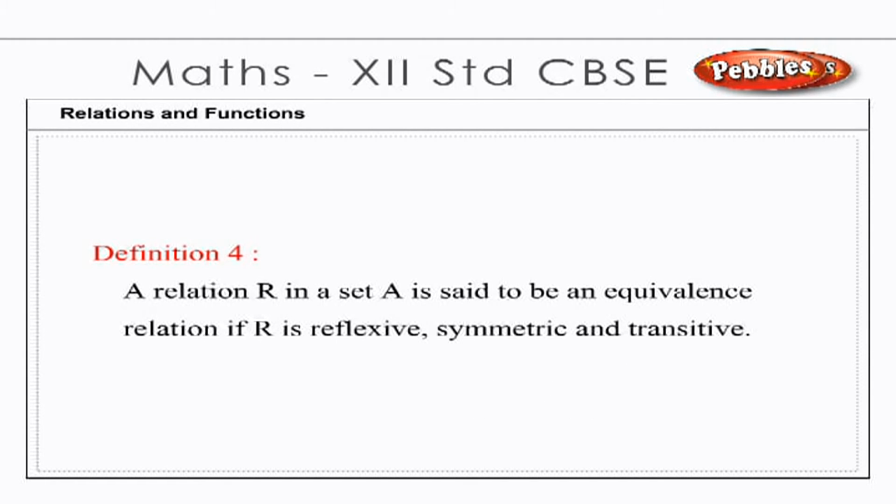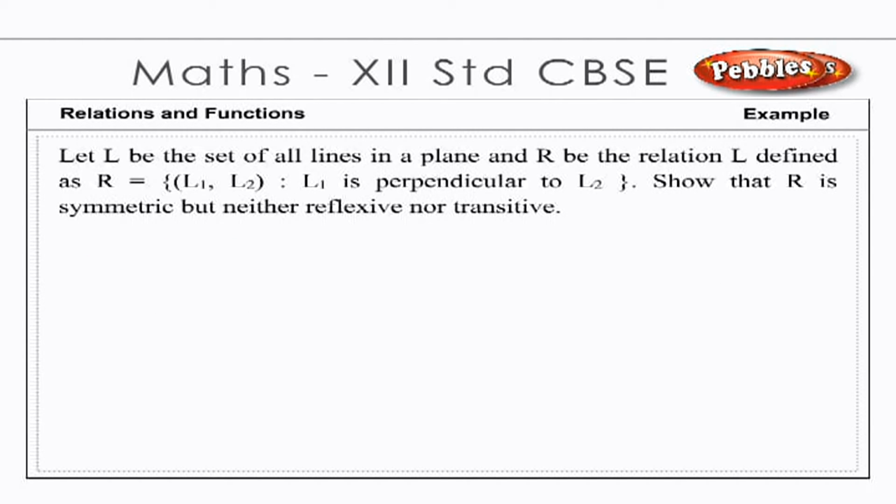Definition 4. A relation R in a set A is said to be an equivalence relation if R is reflexive, symmetric and transitive. Example. Let L be the set of all lines in a plane and R be the relation in L defined as R = {(L1, L2) : L1 is perpendicular to L2}. Show that R is symmetric but neither reflexive nor transitive.